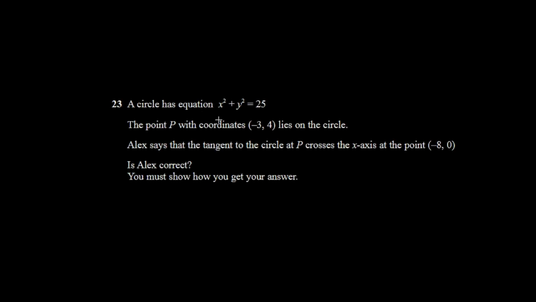Okay, question 23, we've got a circle. And I think you can recognise our circle has got a radius of 5, it being the root of 25. We've got a point P lying on (-3, 4), and it lies on the circle. Alex says the tangent to the circle at P crosses the axis at (-8, 0). Is he correct? Okay, here's a diagram of the situation.